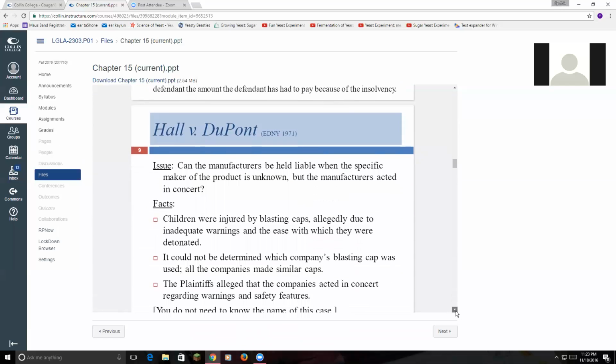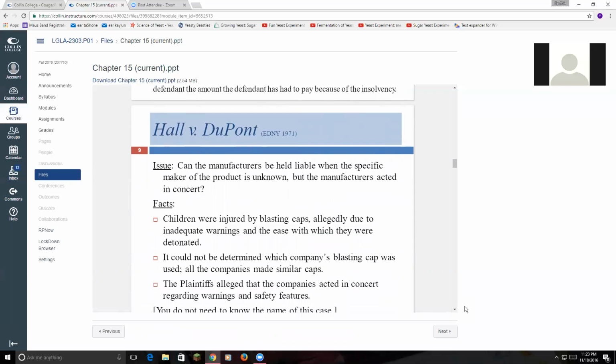Let's go on to Hall versus Dupont. This really isn't the way the law works in Texas. I included this little case brief so that you would have access to the information.